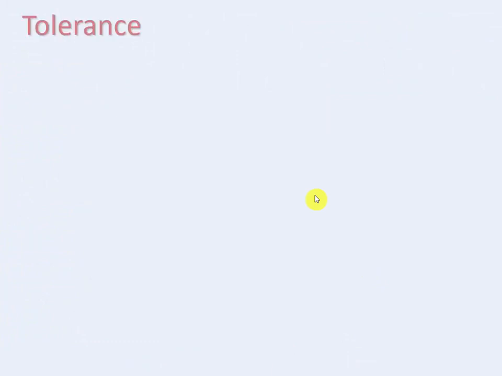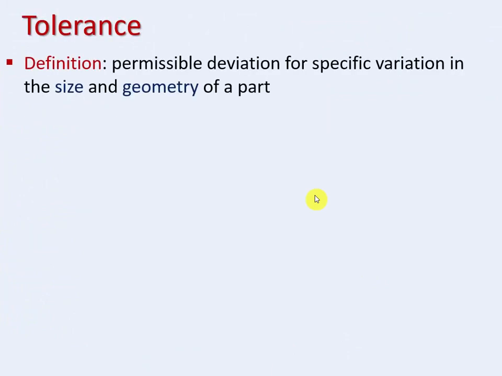Okay guys, today we'll talk about tolerances and types of fits. Regarding the tolerances, the permissible deviation for specific variation in size and geometry. As I told you, we have two types of tolerances. The first one talks about size, the second one talks about geometry. Size like height, length, diameter, radius, and so on. Geometry like perpendicular, parallel, concentric, and etc.